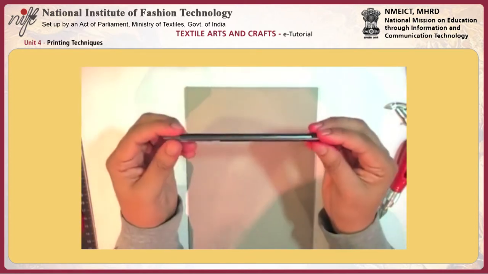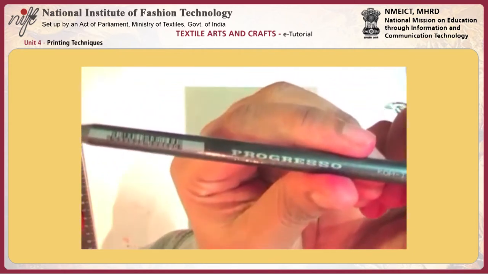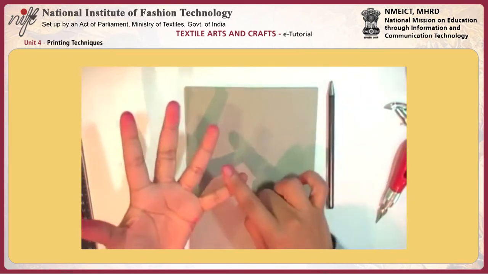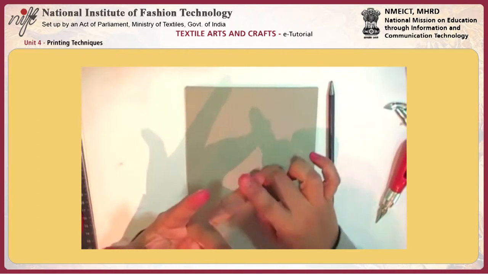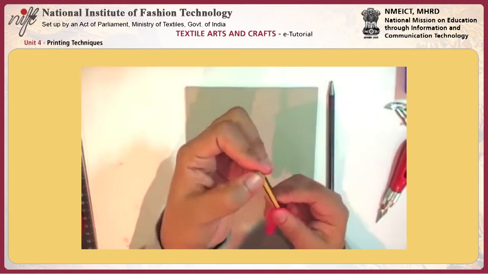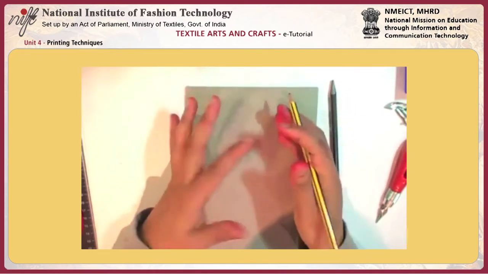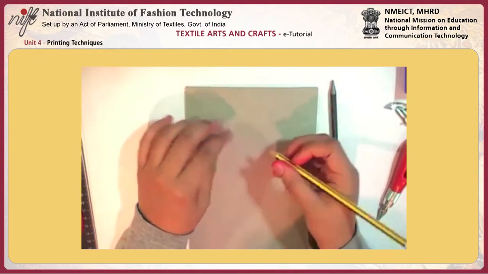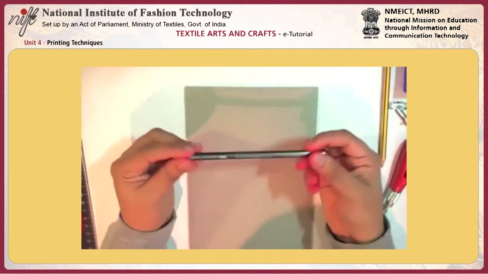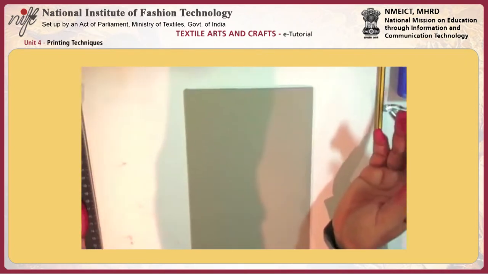I'm using this Kohinoor graphite pen just because I find it really easy to sketch with it. You can also use a 2B pencil. Try not to use an HB pencil because the lead is quite hard, and it's not very easy to slide onto your lino when you're working. You also don't want to make too harsh a line, so that if you make a mistake you can go back and rub it out. That's why I think for me this is the easiest. So I'm going to go ahead and do that, and then we're going to look at the printing process.